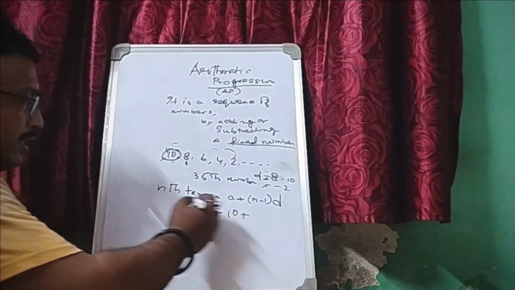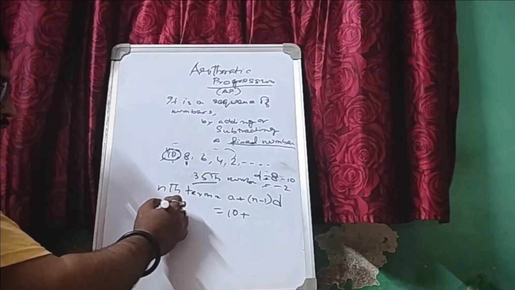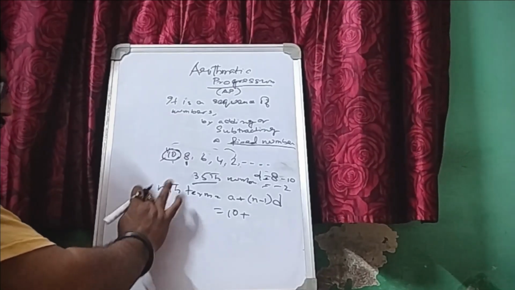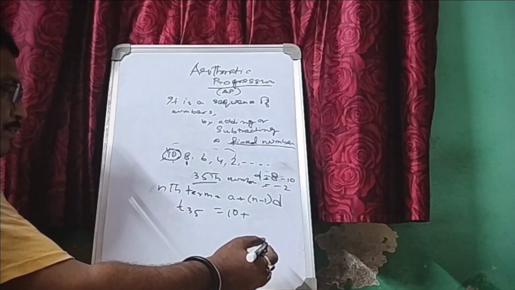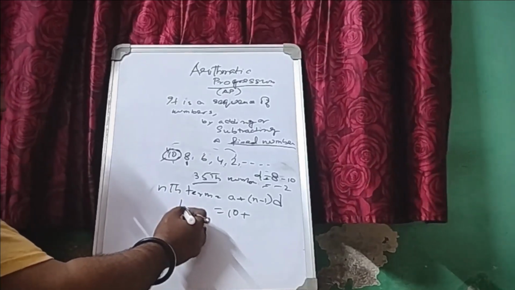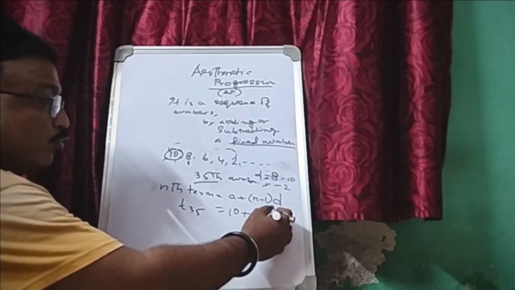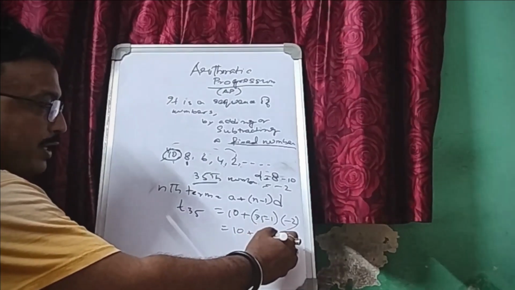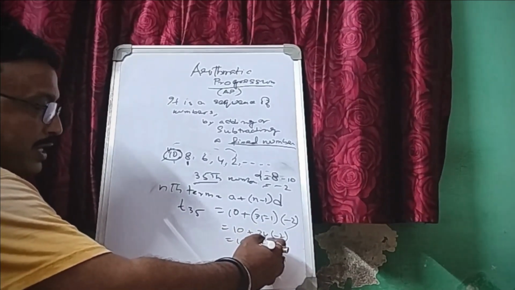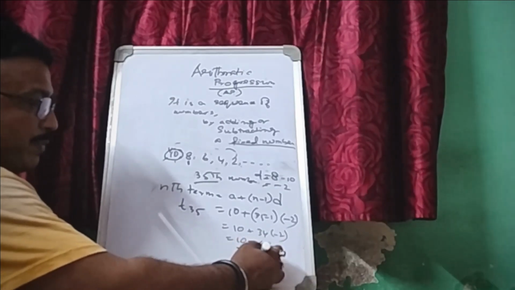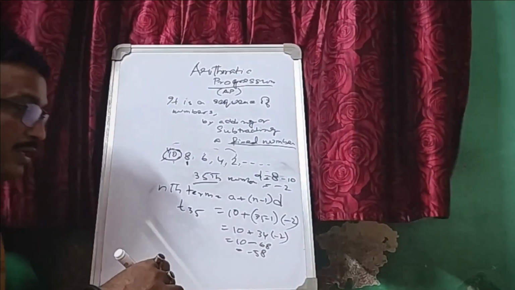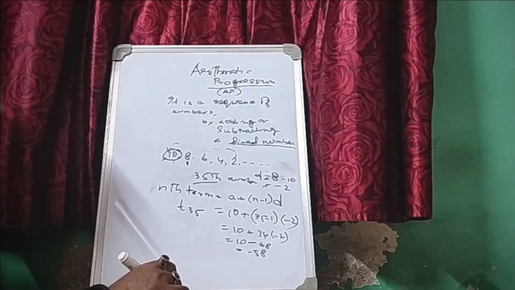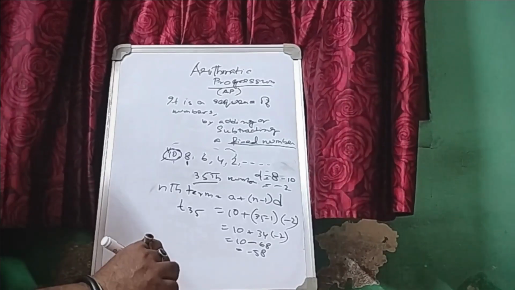So a plus the 35th term. T means term. T 35 equals a plus 35 minus 1 into d, and d is minus 2. 10 plus 34 into minus 2, 10 minus 68. That means minus 58 will be the 35th number. In this way, you can find out any position of numbers from your AP series.